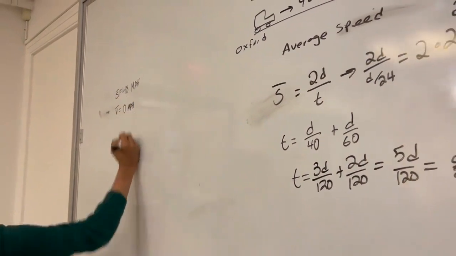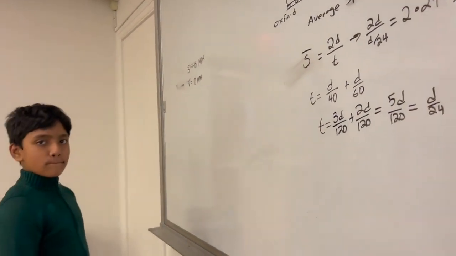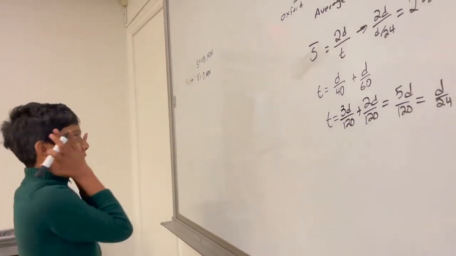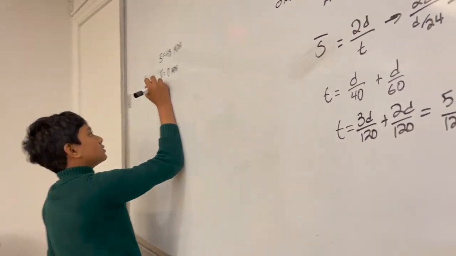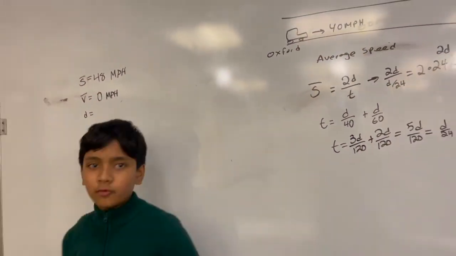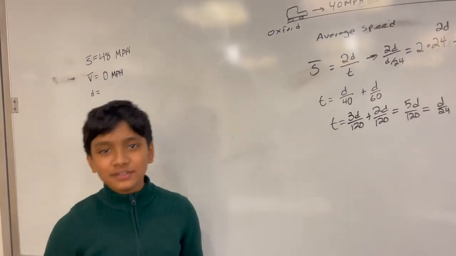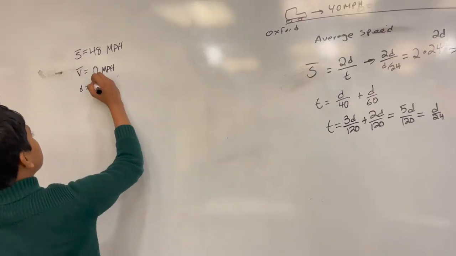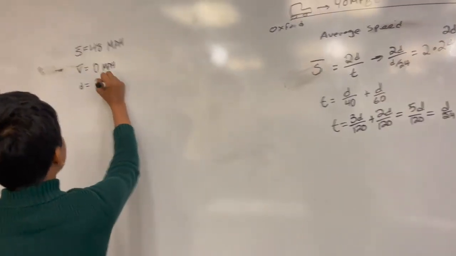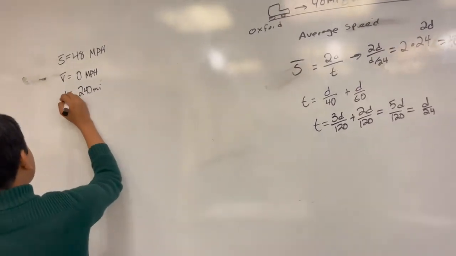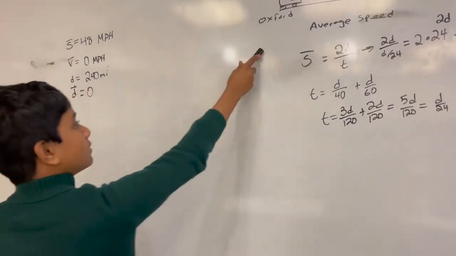All right, find the total distance and total displacement. Okay, now I'm going to tell you the distance. Distance is actually 120. So the total distance is just going to be, well, 120 miles. Actually 120 miles. Okay, so the distance traveled then is 240 miles because you go to Cambridge and back. And the displacement is 0 since you end up where you started.